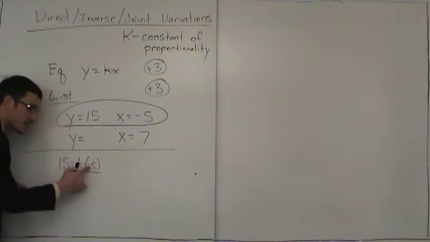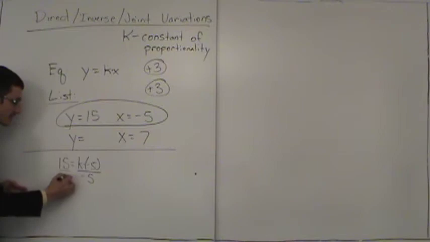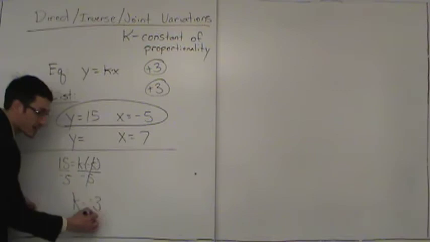Divide by negative 5, divide by negative 5. What do we get? K equals what? K equals negative 3.